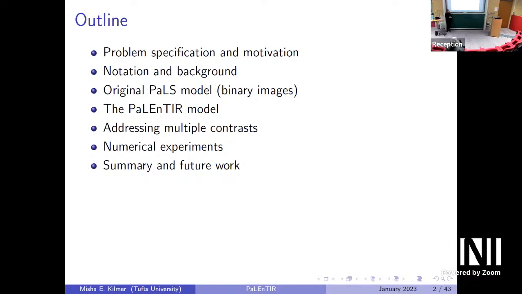And then the starting point for this is some work that I did a little over 10 years ago with parametric level sets, or PaLs. That was for binary images, and I'll tell you where the advances have been in coming up with this new PaLENTIR model, which is really good, it turns out, for addressing multiple contrasts. I'll show you several numerical experiments and talk about what we're doing moving forward.